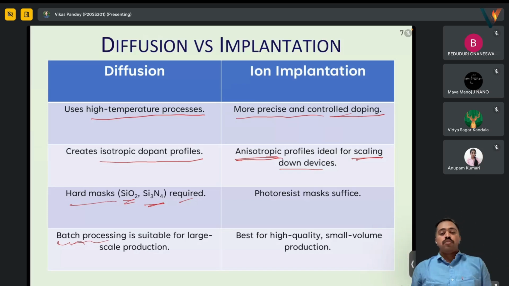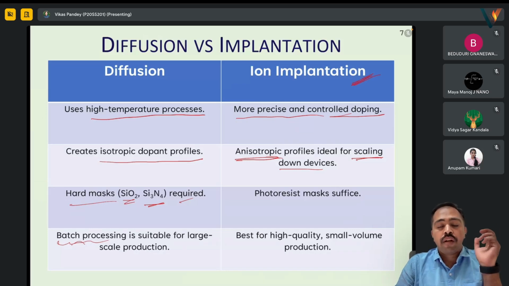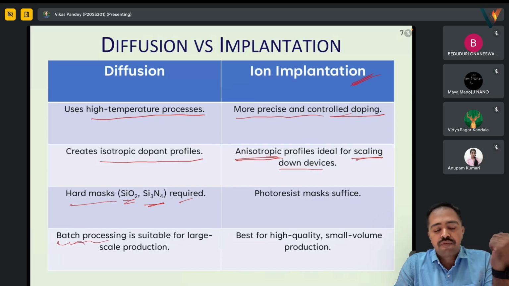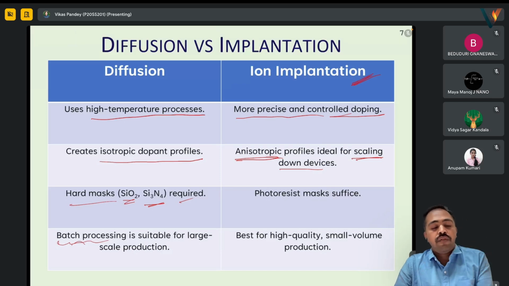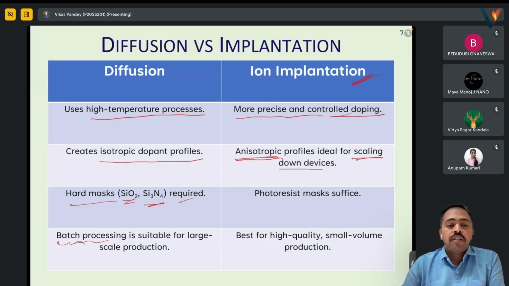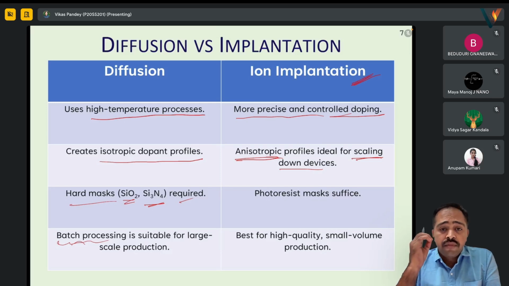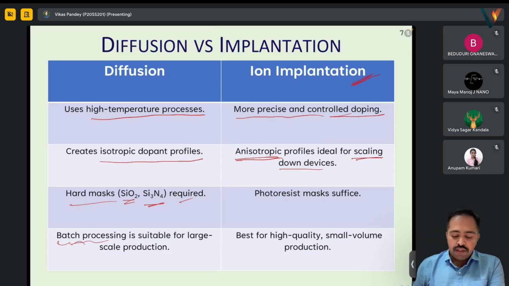So ion implantation has the limitation that it cannot be used for batch processing for large scale production, whereas diffusion can be used for large scale production. But in case of ion implantation, we are getting more precise control of doping, as well as an anisotropic profile. So for small devices, which nowadays we are making smaller and smaller, ion implantation will be a better option. Fine. Anything till here?